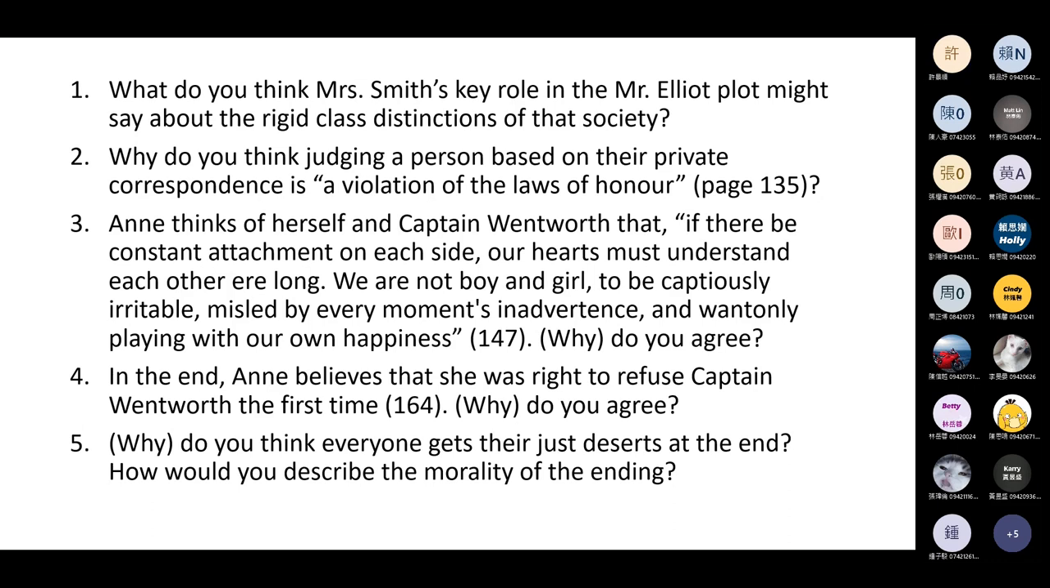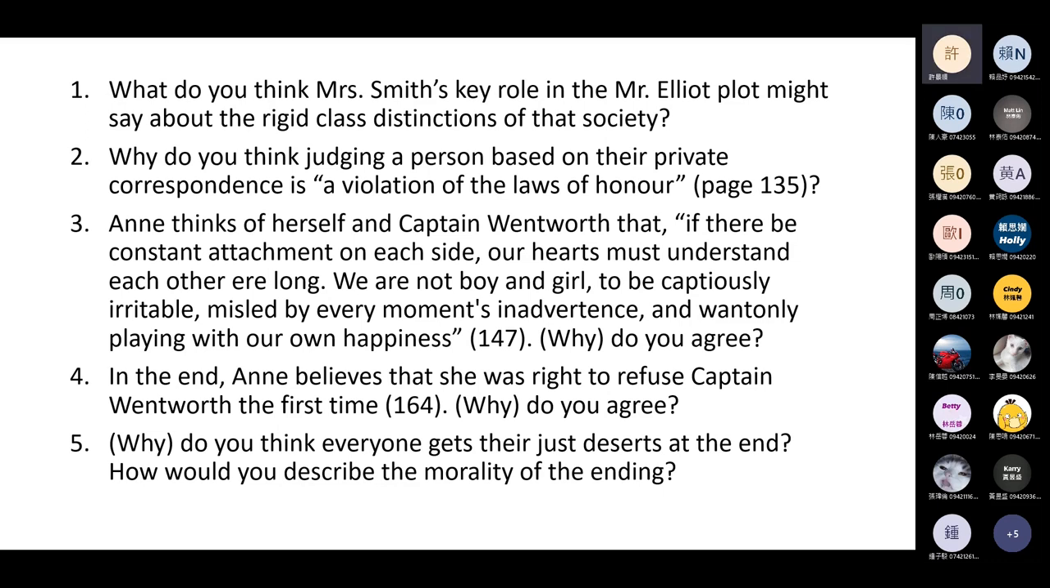1. What do you think Mrs. Smith's key role in the Mr. Elliot plot might say about the rigid class distinctions of that society? 2. Why do you think judging a person based on their private correspondence is a violation of the laws of honor?